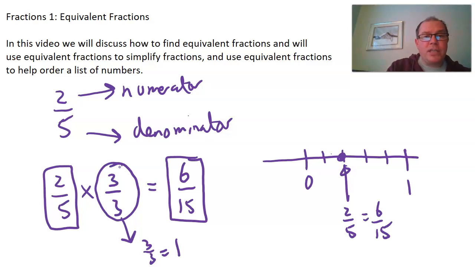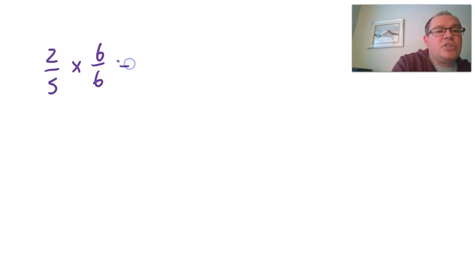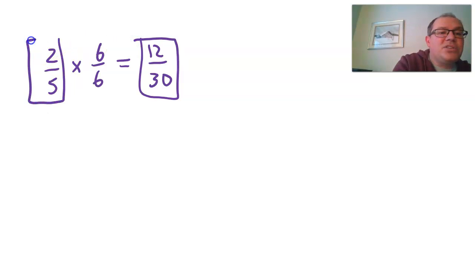But of course you can write your 1 in many different ways. You may choose to multiply by 6/6. So for example, if I wanted another equivalent fraction to 2/5, I can multiply by 6/6, and 2 times 6 is 12 and 5 times 6 is 30. So 12/30 is equivalent to, identical to, 2/5. And that's not all. There are an infinite number of equivalent fractions to 2/5.